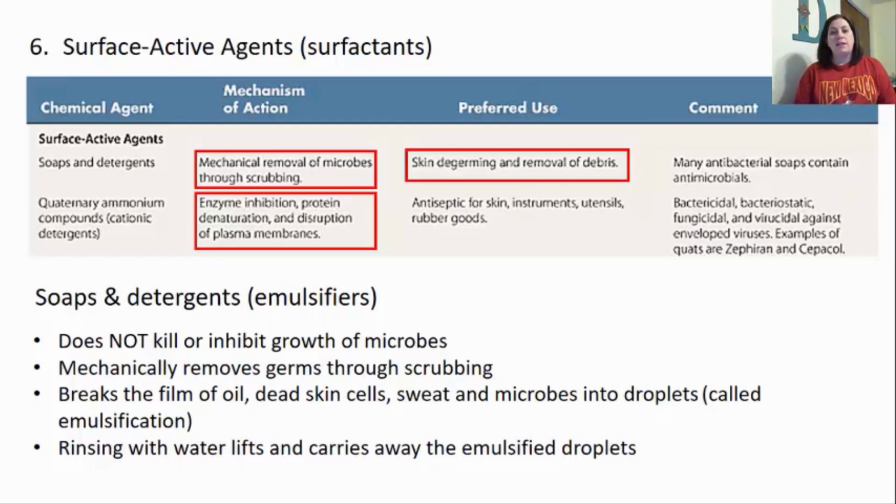It could be used as an antiseptic for skin, instruments, utensils, or even rubber goods that cannot necessarily be heated and things like that. So let's look at soaps and detergents first.